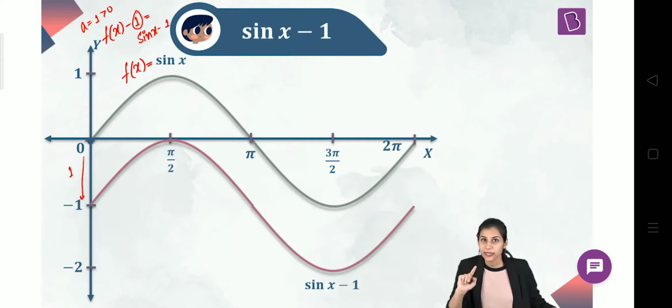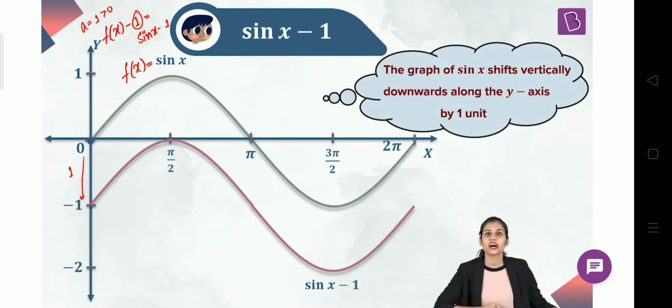Yes, that means if you take the graph of sine x and you shift it vertically downwards along the y-axis by 1 unit, you are going to get the graph of sine x minus 1. Now, to get a better feel of what's happening in here, let's check out a simulation.